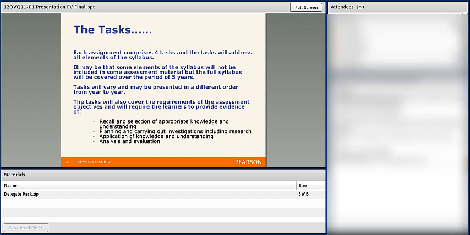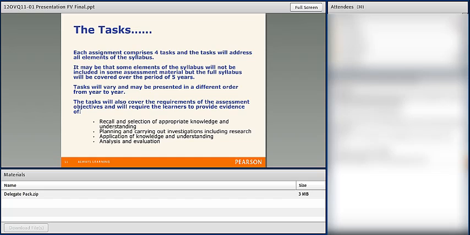Okay, let's look in a little bit more detail now at the actual tasks of the unit and what you have to do. Each assignment comprises usually 4 tasks. Sometimes there may be 5, it does vary, but the tasks will address all elements of the syllabus. It may be that some elements of the syllabus will not be included in some assessment material, but the full syllabus will be covered over the period of 5 years.